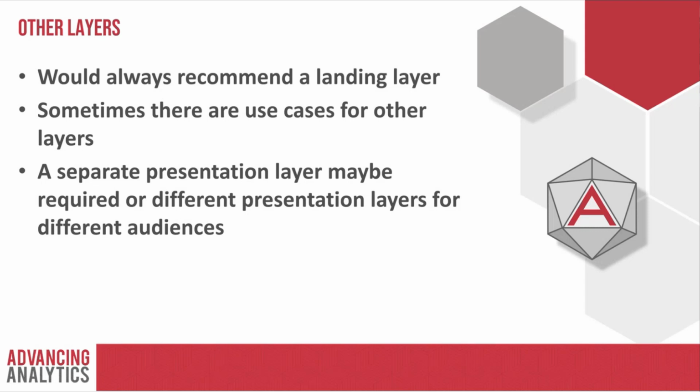In your landing layer, you can just have your data in its source format. You might want to convert it to Parquet if it's more compressed. But yeah, you can have it in JSON or something like that if that's how it's coming out of a source system, and then convert it to Delta in Bronze.